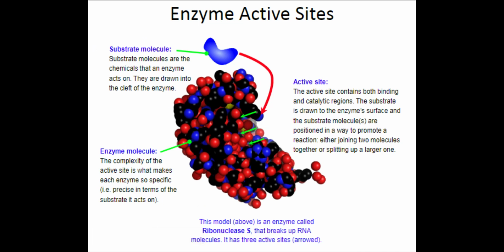Okay, so the substrate molecule itself. So there are chemicals that an enzyme acts on, and they basically bind to this space here in an enzyme, okay, known as the active site. So the active site contains both binding and catalytic regions, okay. So this is going into here, allowing that reaction to take place.